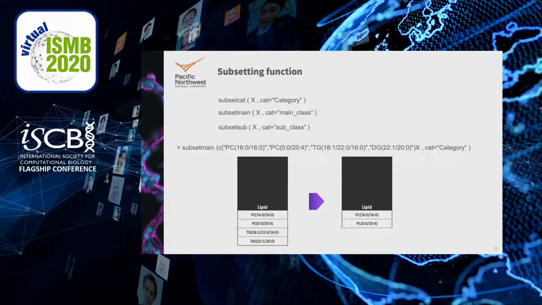We have also created subsetting functions that enable category, main class, and subclass subsetting, which allows, for example, to look for the PCs with chains 16:0, for example.